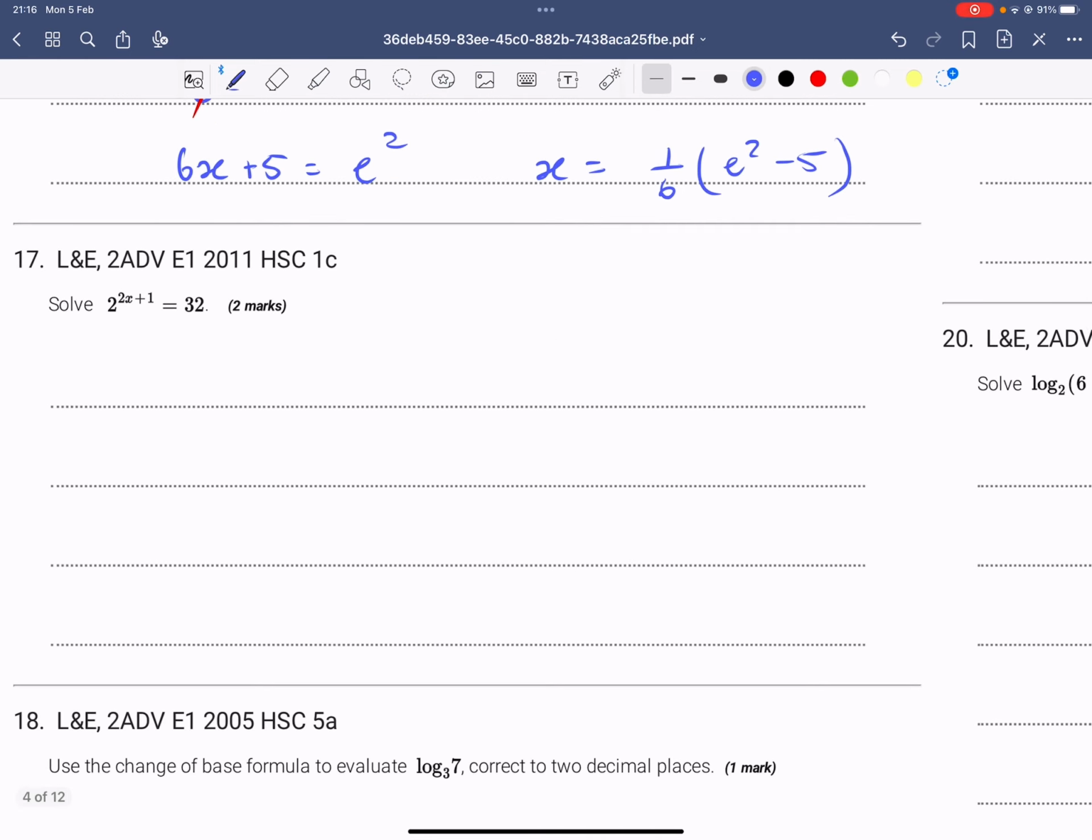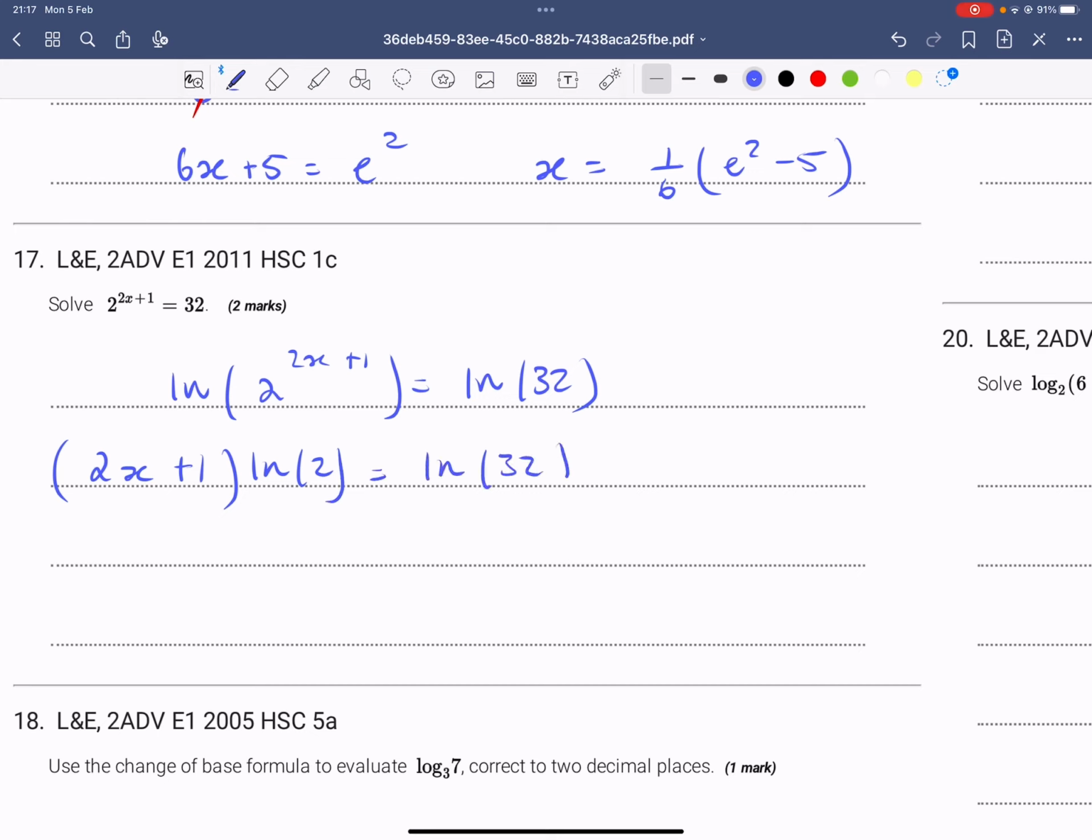5. Okay, question 17. We've got 2 to the power of 2x plus 1 is equal to 32. The way we do this is by taking the natural logarithm of both sides. ln of 2 to the power of 2x plus 1 is equal to ln of 32. Using our power rule, we can bring down the 2x plus 1, multiply it by ln of 2, and that's equal to ln of 32.